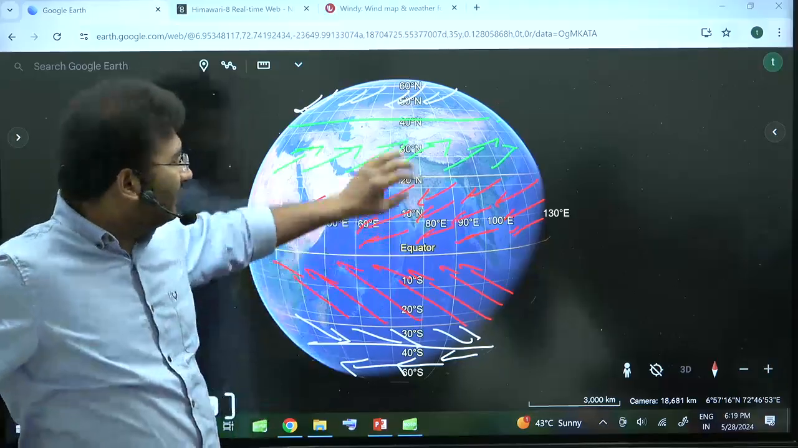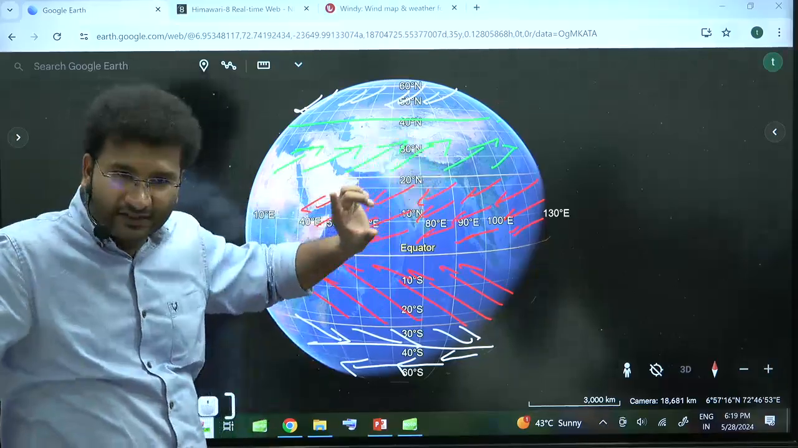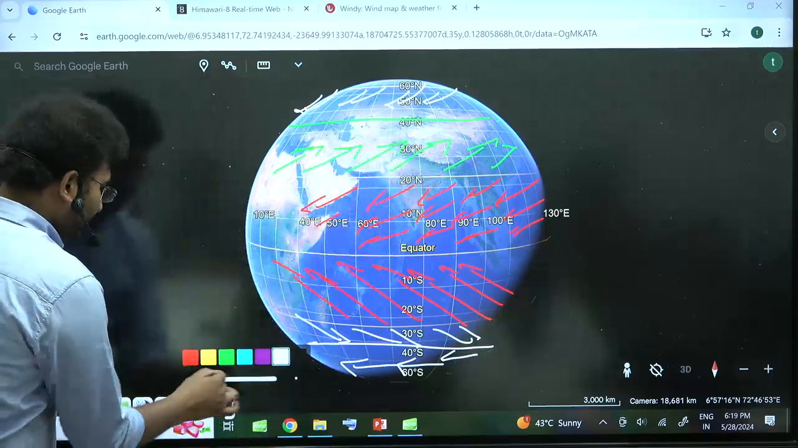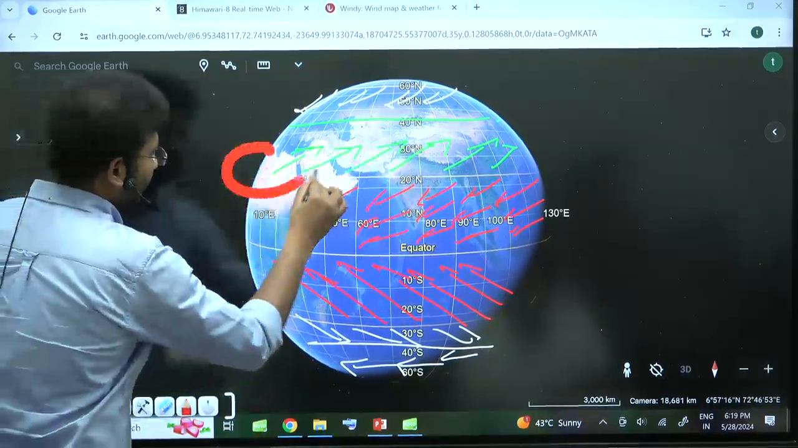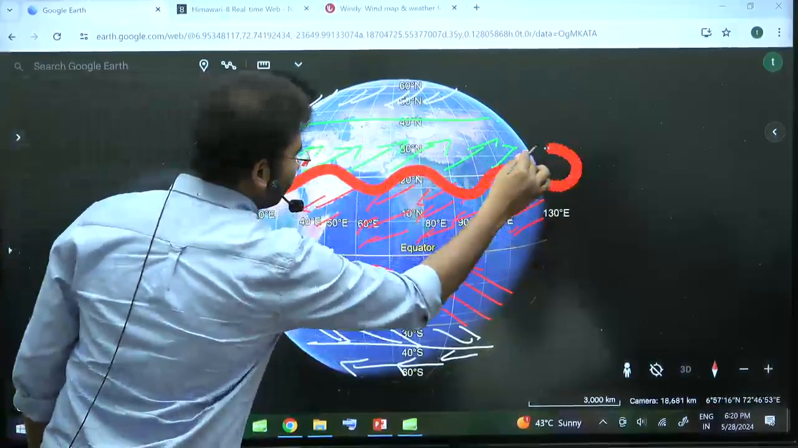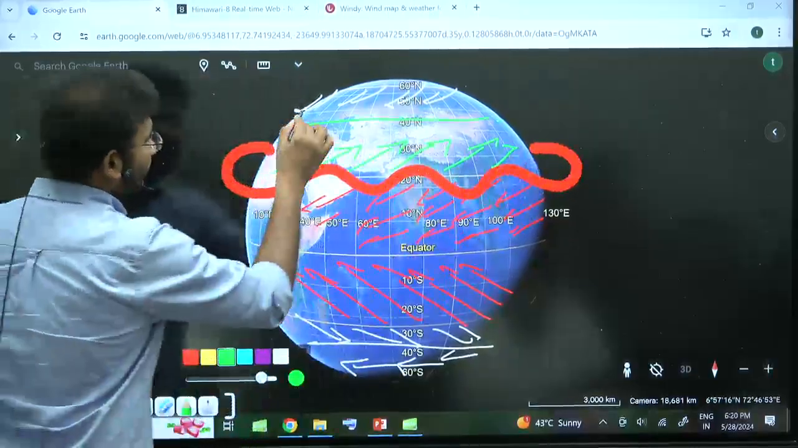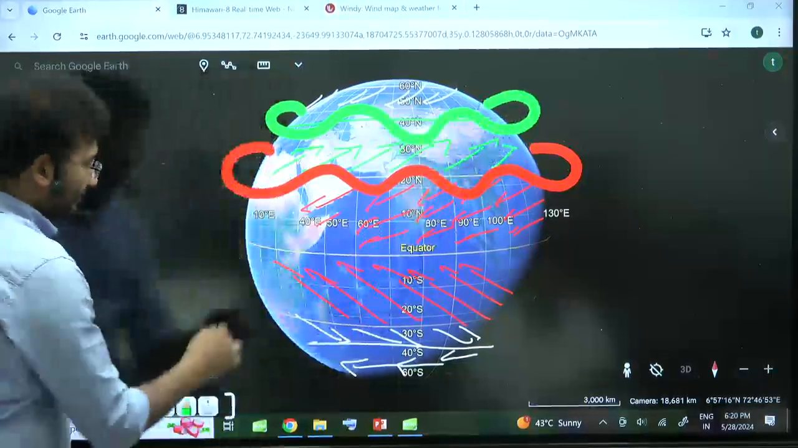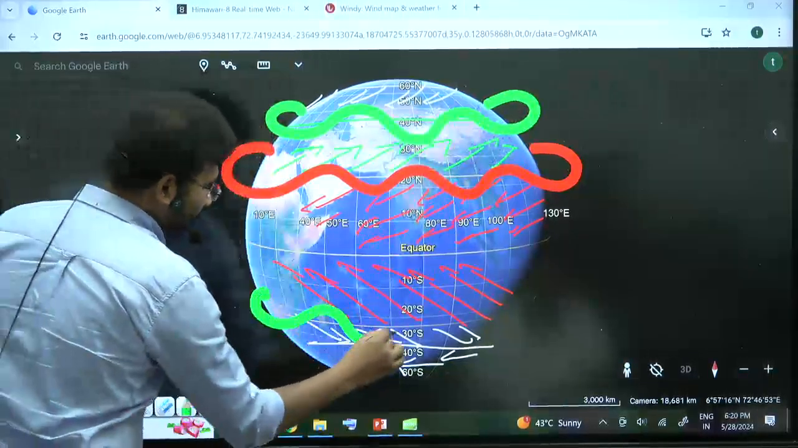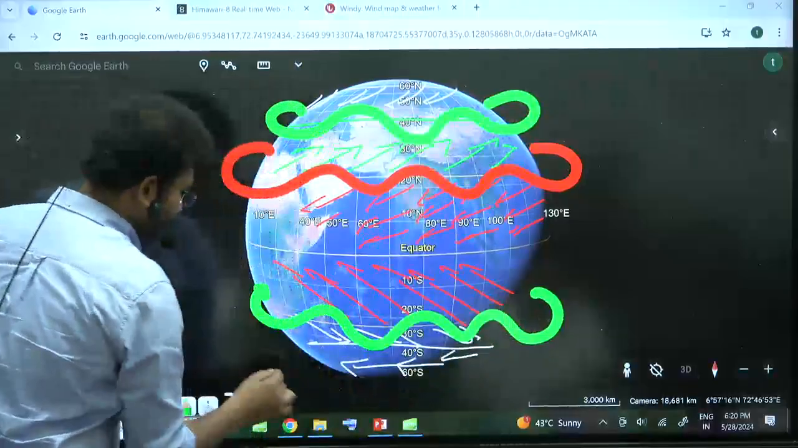And between each of these belts, you have a separate stream of wind that is flowing. That is your jet streams. This topic I'll explain later. Okay? But these jet streams are present at what height? 8 to 13 kilometers.